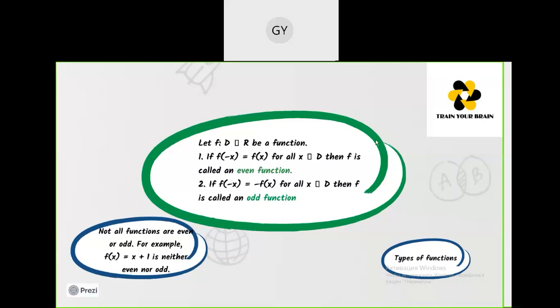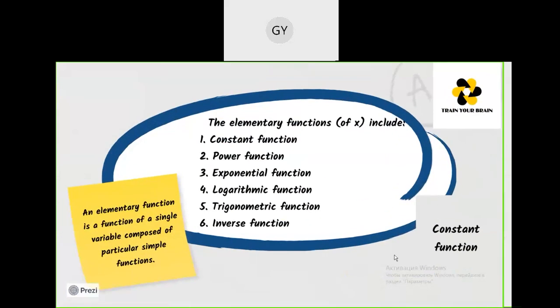Now, let's talk about function types. And as I said at the beginning of the lesson, we will study the constant function now. And what's an elementary function? An elementary function is a function of a single variable composed of particular simple functions. And as we know, the elementary functions include constant function, power function, exponential function, logarithmic function, trigonometric function, and inverse function. And the first type of function is the constant function.